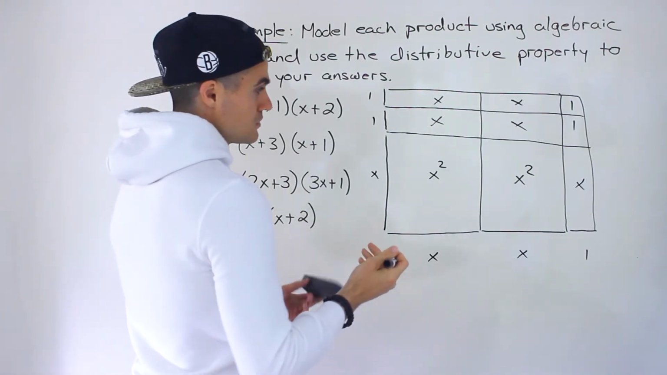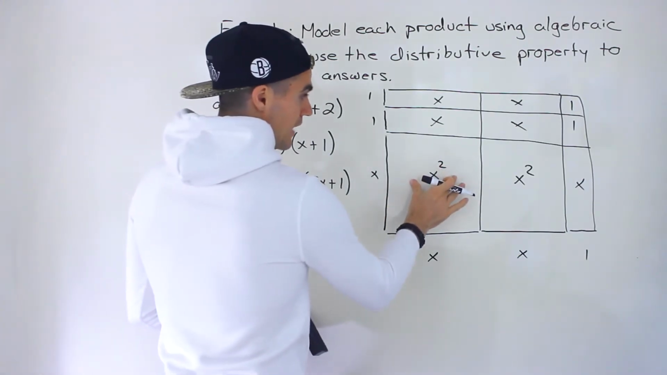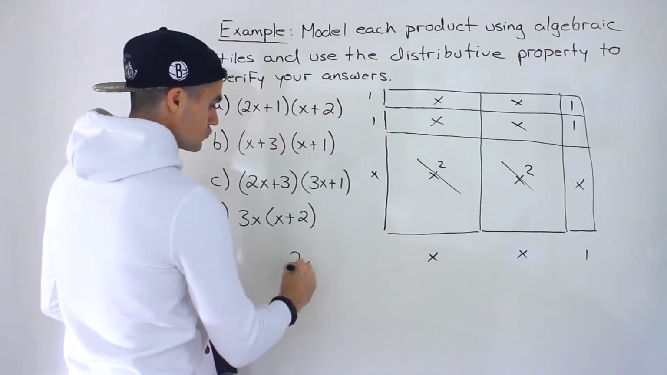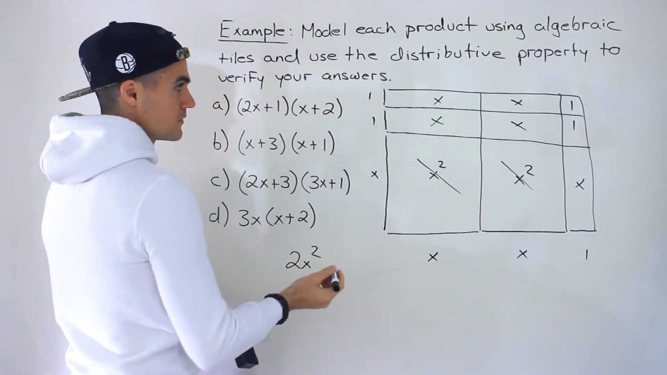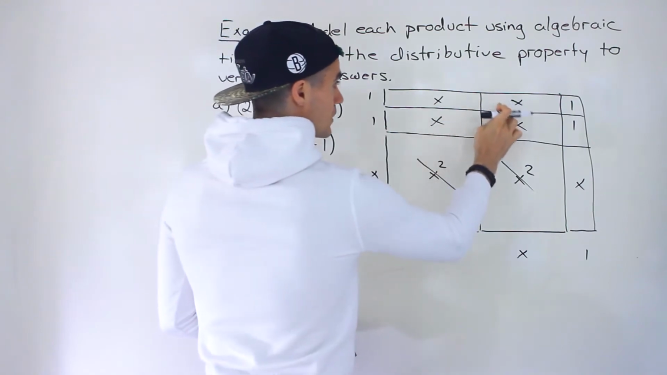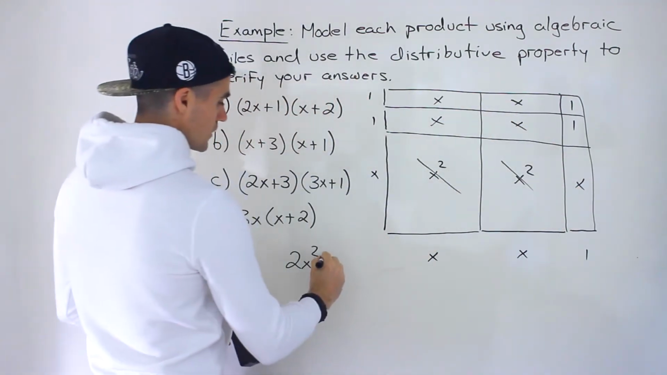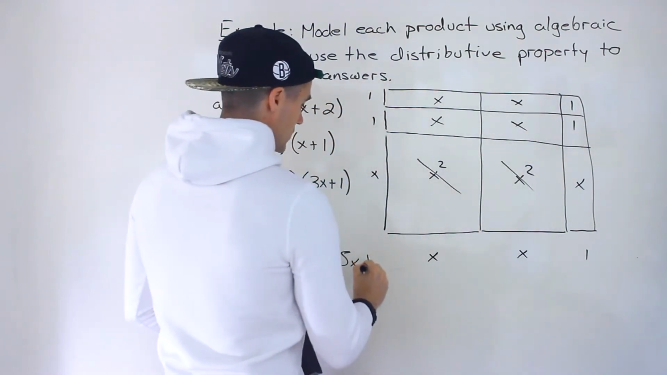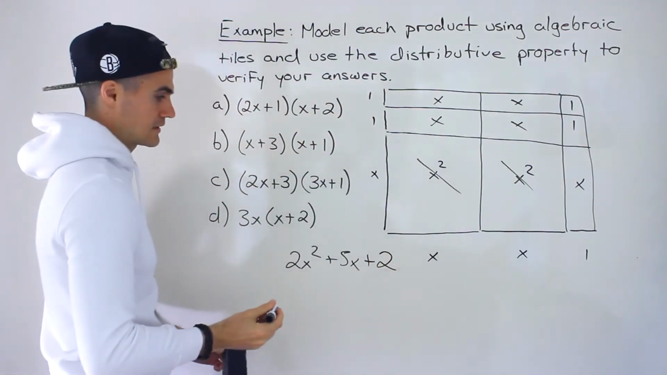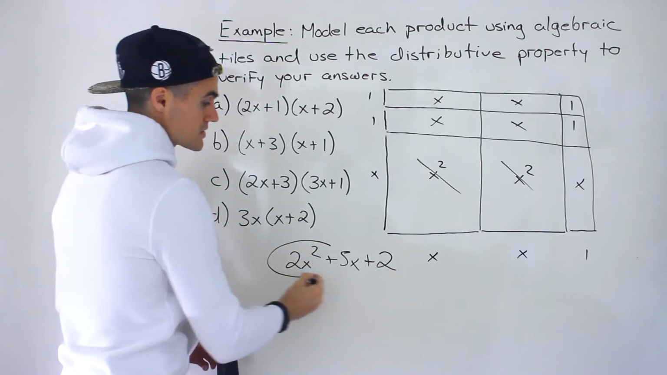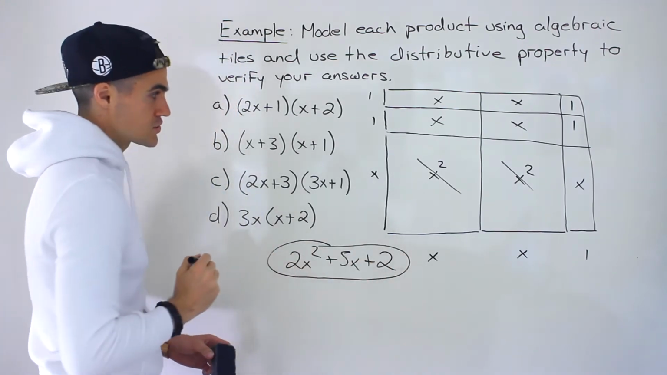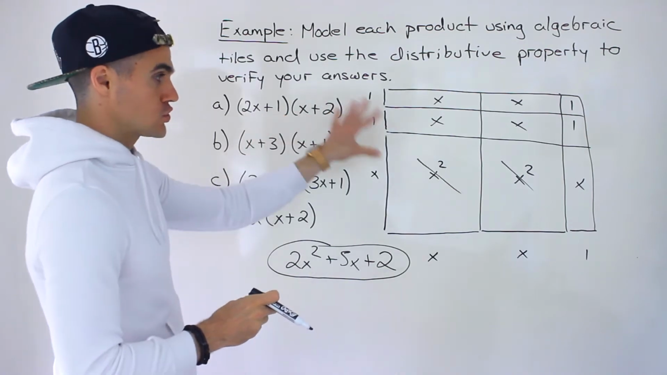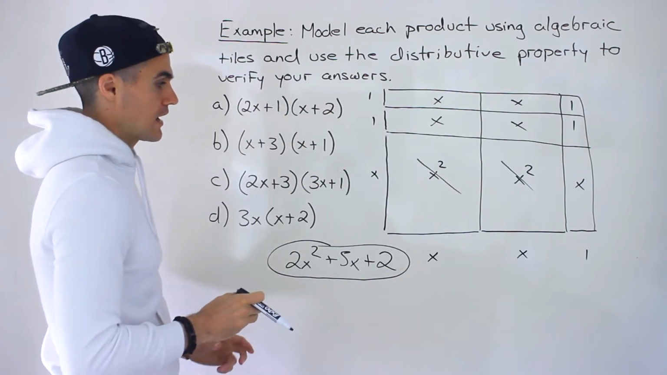So then what we do is we just add everything up. So notice that we'll have x squared plus x squared, so that would be 2x squared. And then we have 1, 2, 3, 4, 5 x's, so we'll have plus 5x. And then we have 1 plus 1, which would give us 2, like that. And so 2x squared plus 5x plus 2 ends up being the product for that. And we just showed it with algebraic tiles.